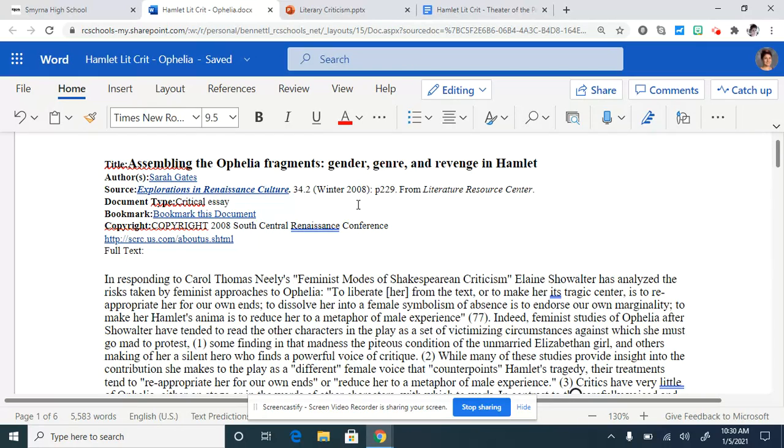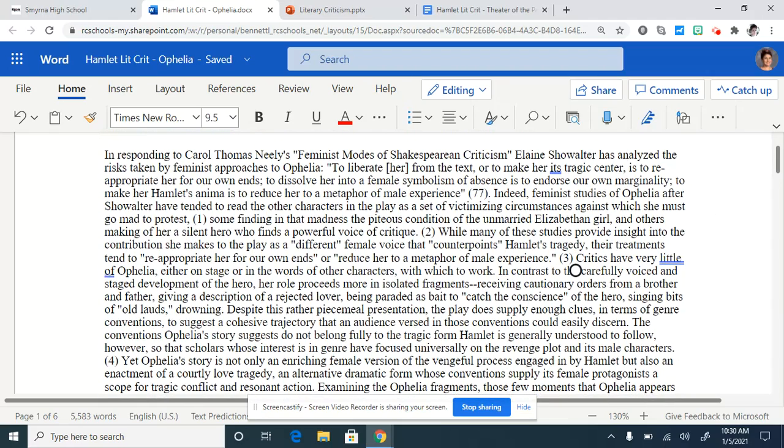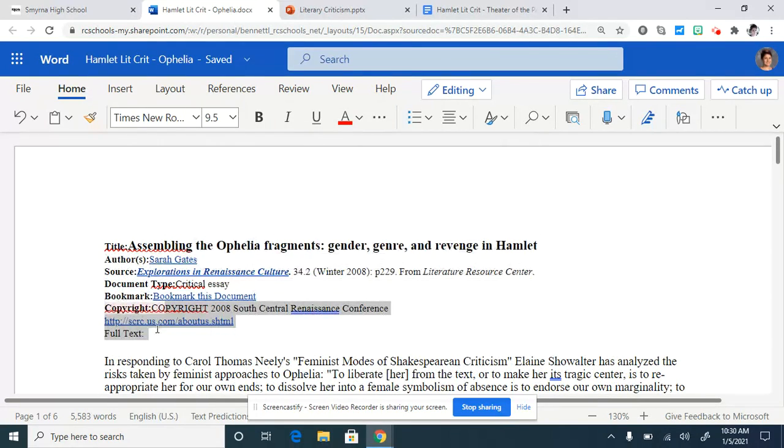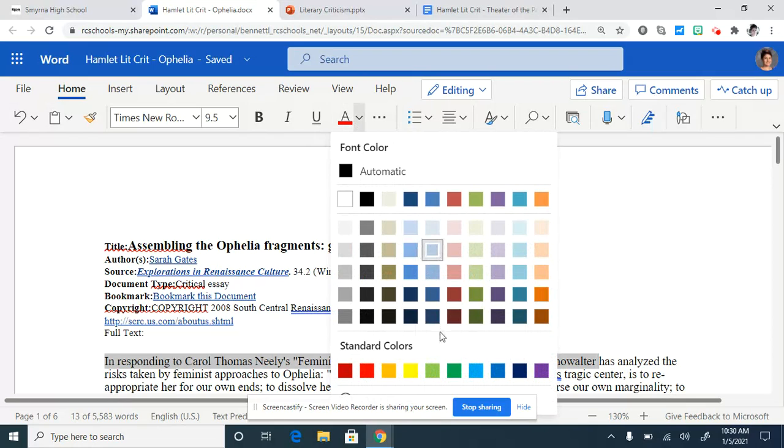Anyway, so this article is one that jumps right in with the lit review. The first sentence: in responding to Carol Thomas Neely's feminist modes of Shakespearean criticism, Elaine Showalter has analyzed the risks taken by feminist approaches to Ophelia. So right out of the gate, this writer mentions not one, but two other critics in the beginning.